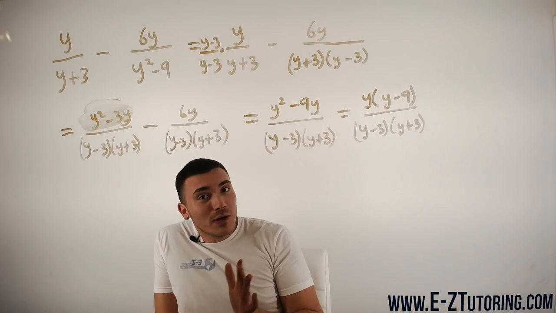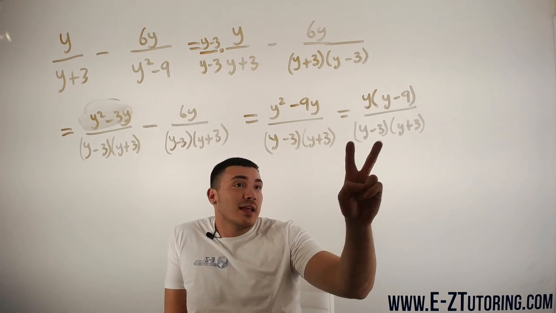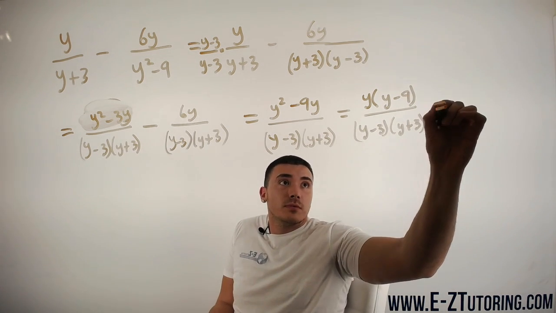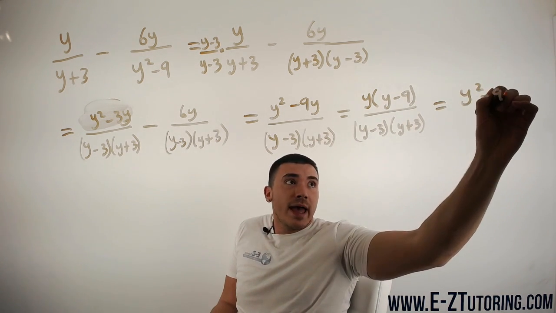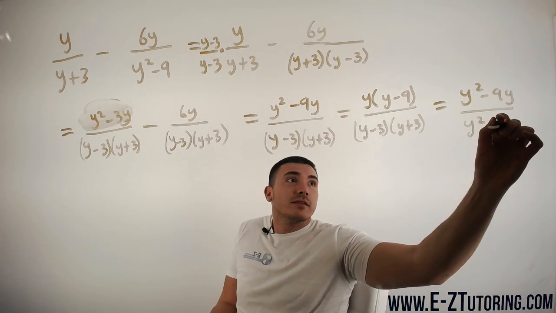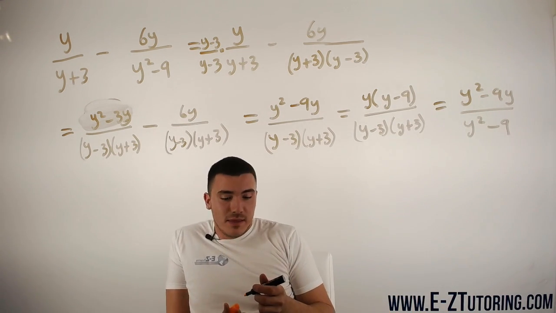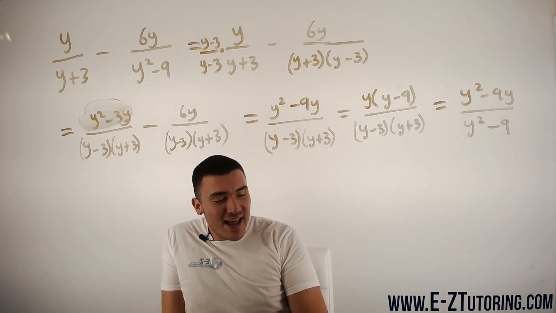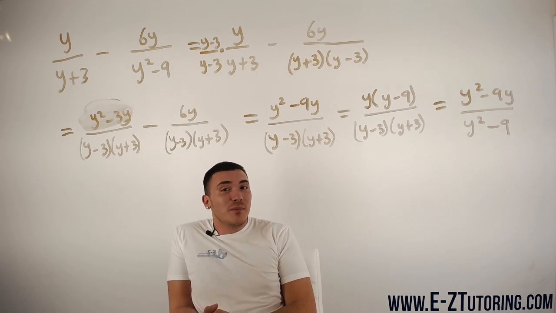Now, depending on what your teacher likes, some teachers like it in factored form. Some teachers would like you to multiply it out, y squared minus 9. So like I said, that depends on your teacher. But I hope this made more sense to you guys. I hope you understand it more.